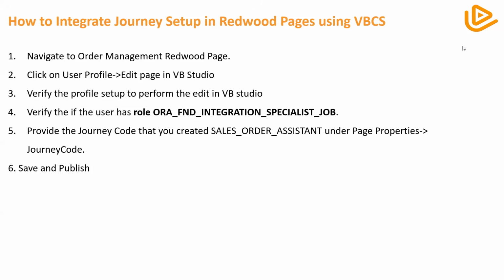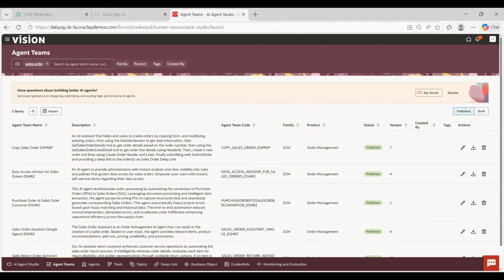Okay, so navigating to the... I have shown you in the earlier video how to go to the agent teams. This is the Agent Studio agent teams. As you have defined in the Agent Studio one of the agent teams by copying the template, assume this is the sales order assistant single agent that you have defined and published. Assume this is what we want to integrate in our Redwood pages.